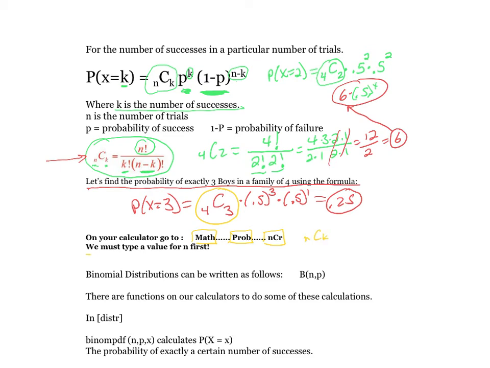The only thing you have to do is, when you're going to do one of these, you have to type the N in first. So if we were going to simulate this one, the 4C3, we would do 4, then do the math probability NCR, where the NCR would come out, and then we would type in 3. And that on our calculator would give us how many arrangements there are. And we already know that that's 4 from the previous exercise.